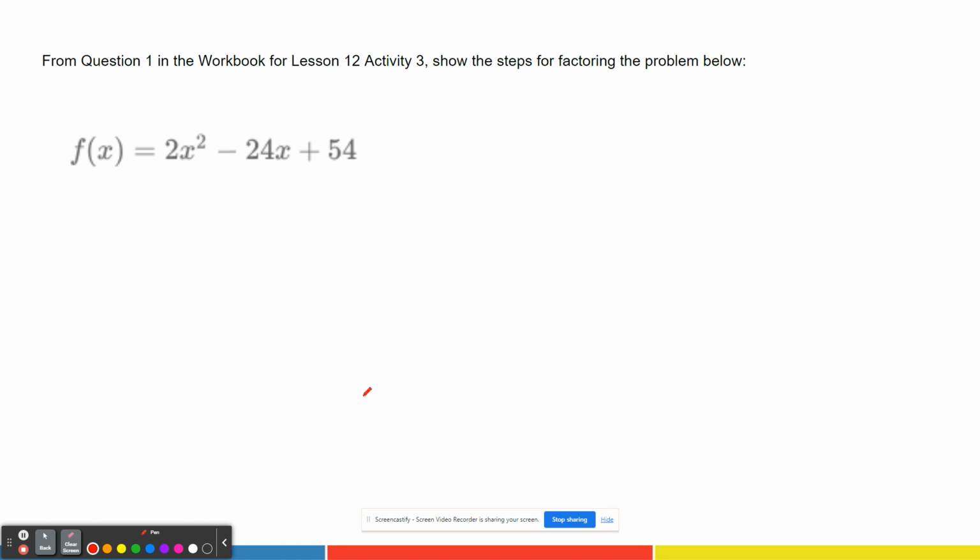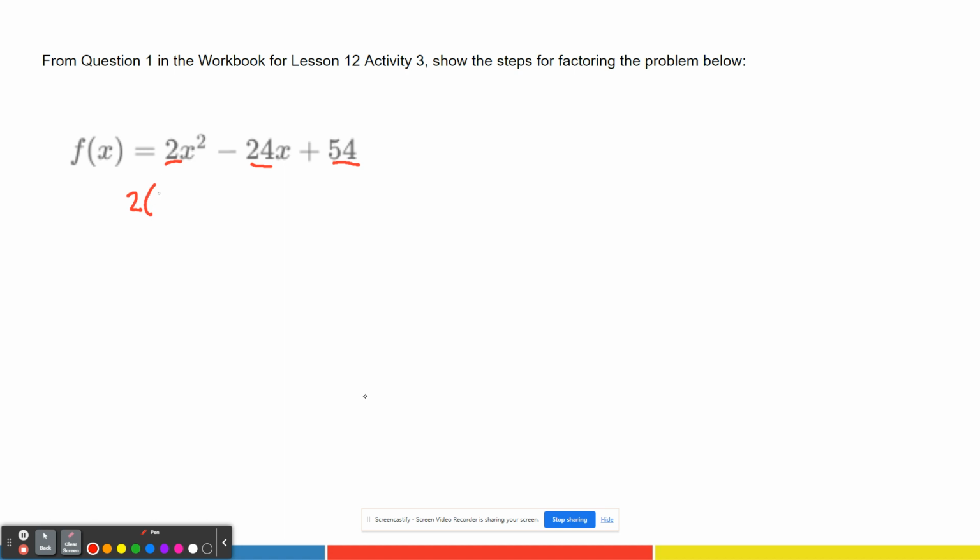So the first thing that I see here is that I know each one of these is divisible by 2 because we have 2x squared, and then we have 24. I know 24 is divisible by 2 because it's even. And the same thing with 54. Okay, so I'm going to take that 2 out first because that's our greatest common factor.